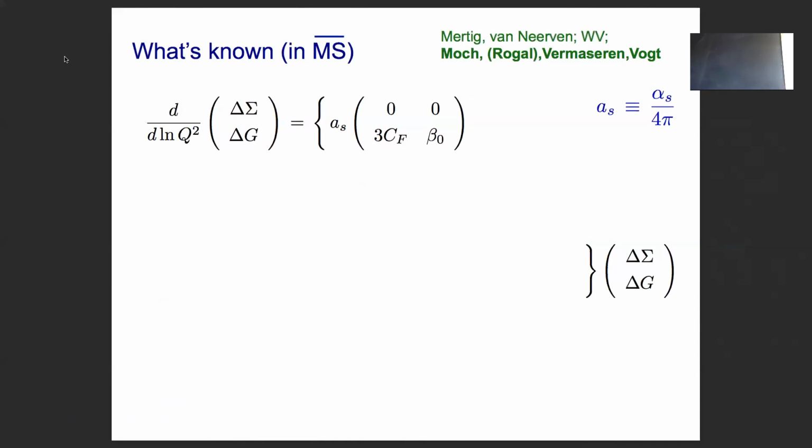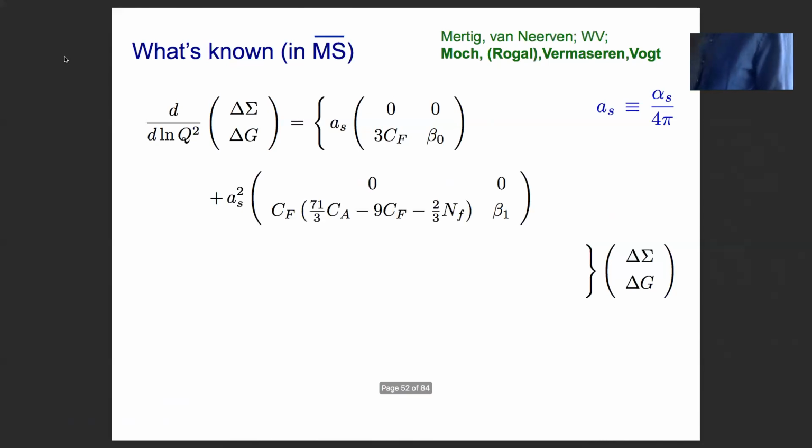And the GG splitting function happens to coincide with beta naught, which is the beta naught in the running of the strong coupling constant, which I showed earlier. Okay? So now we go one order higher, which, as I said, we did in the 90s. And the first two entries are still 0.